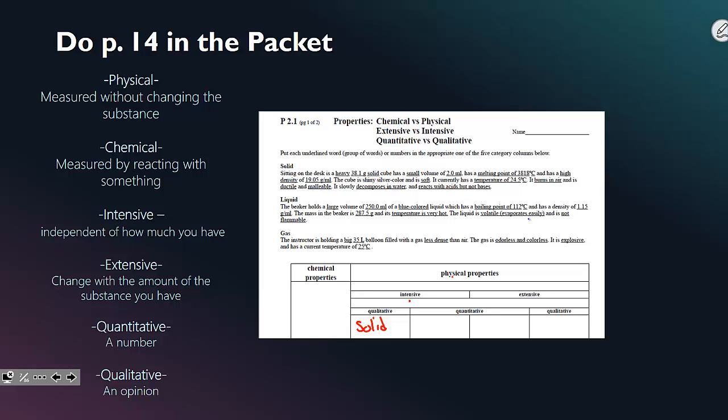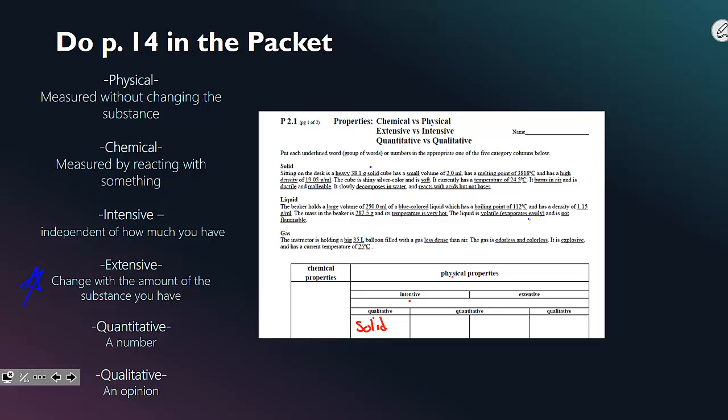Extensive physical properties change depending on how much you have. So a cup of water and a glass of water would have different volumes. A cup of water and a glass of water would be different masses. So extensive physical properties change based on the amount you have.